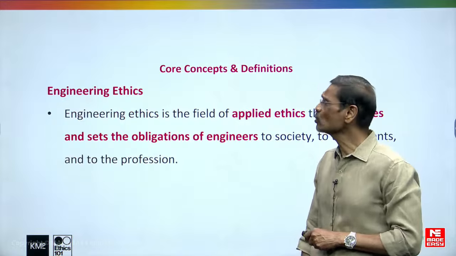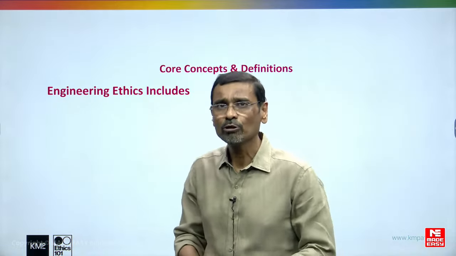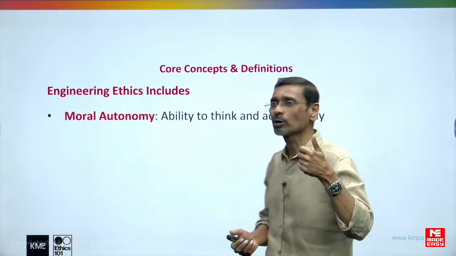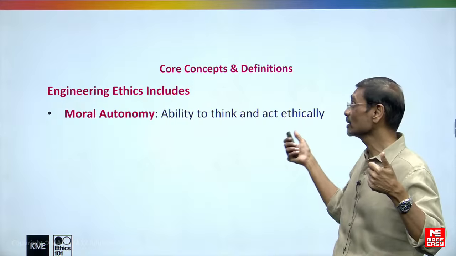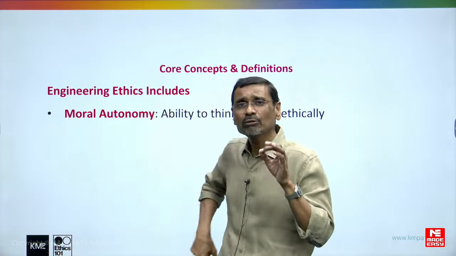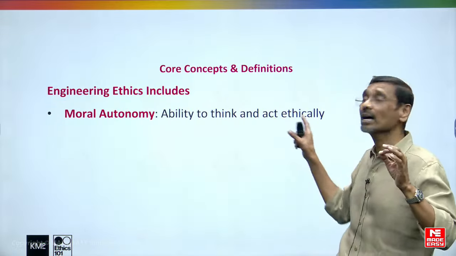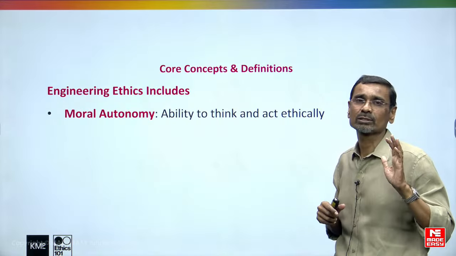Now, a very interesting question to all of you. Engineering ethics includes what? I'm going to give you 4 points here. Engineering ethics involves, first thing, moral autonomy: the ability to think and act ethically. Every engineer should have freedom. Autonomy means freedom. Every engineer should have freedom to think and act ethically. That's the first part of engineering ethics.